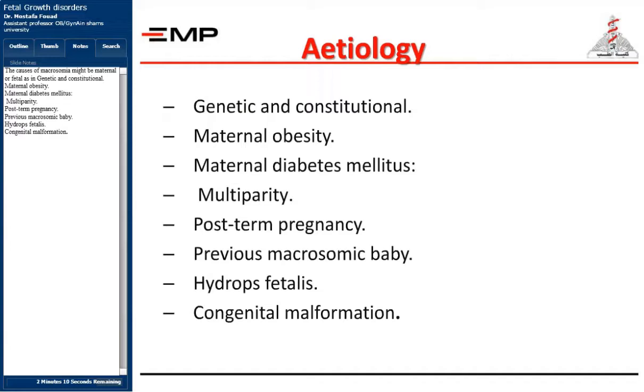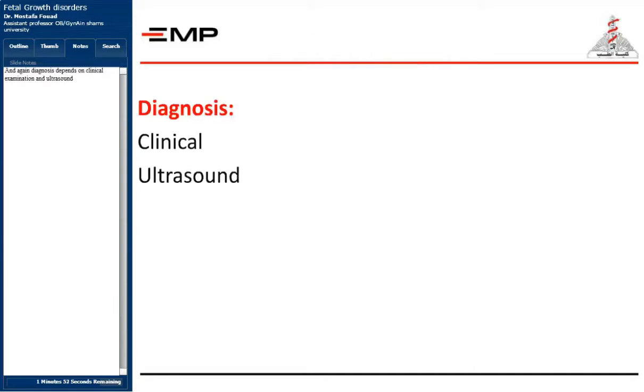Maternal obesity. Maternal diabetes mellitus. Multiparity. Post-term pregnancy. Previous macrosomic baby. Hydrops fetalis. Congenital malformation. And again, diagnosis depends on clinical examination and ultrasound.